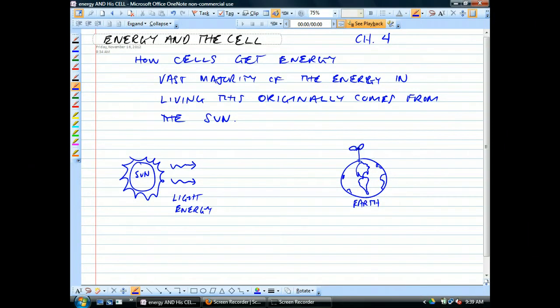There is a plant. Now, here's what happens. The solar energy, the light energy, hits the plant. And then the plant converts that light energy into chemical energy. So plants convert light energy into chemical energy.